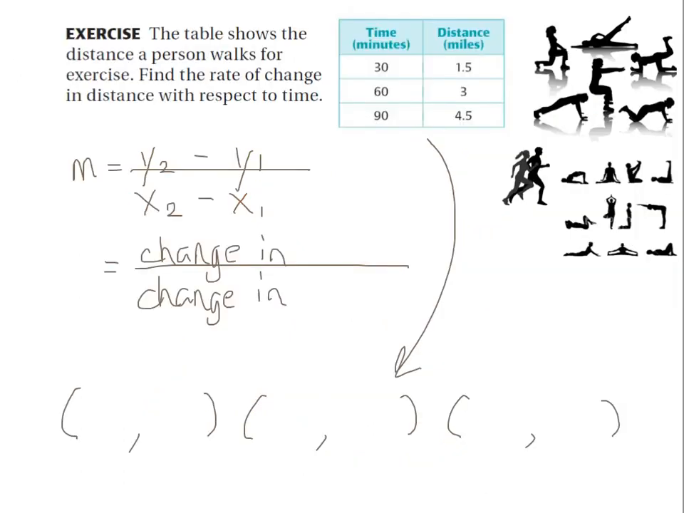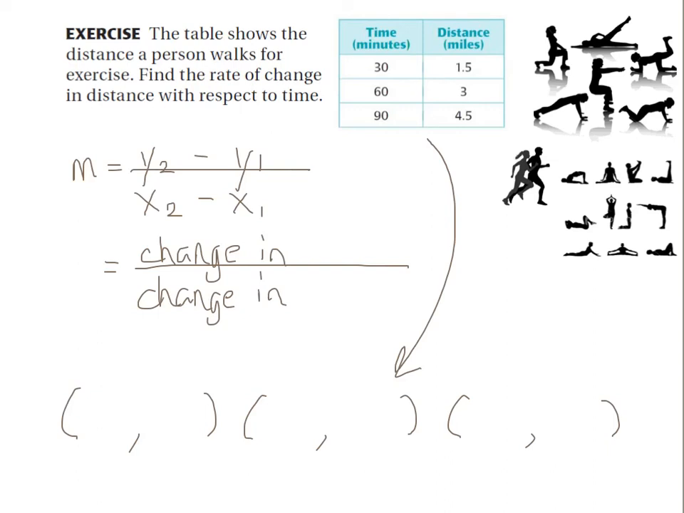Here it is, folks. This one is about exercise. The table shows the distance a person walks for exercise. Walking is great exercise. If ever you're in a bad mood, take a nice little walk. It's the best way to get better. Trust me. Find the rate of change in distance with respect to time.